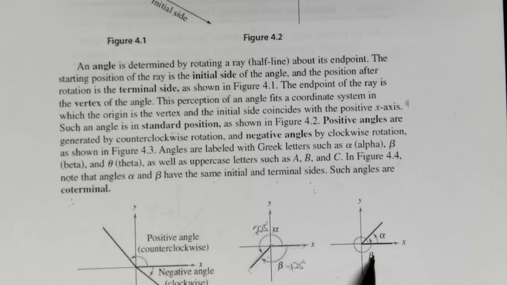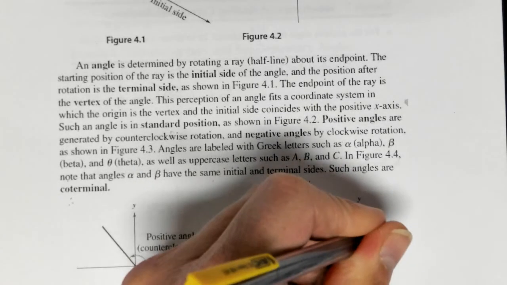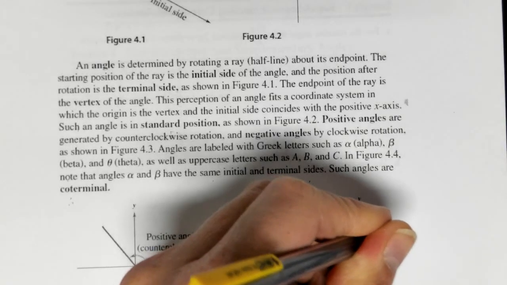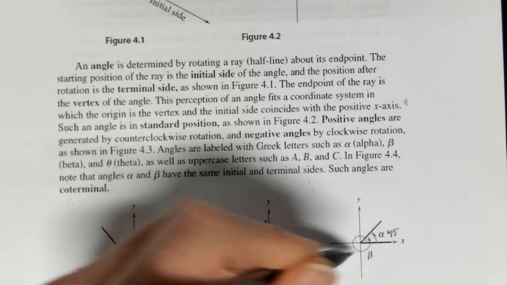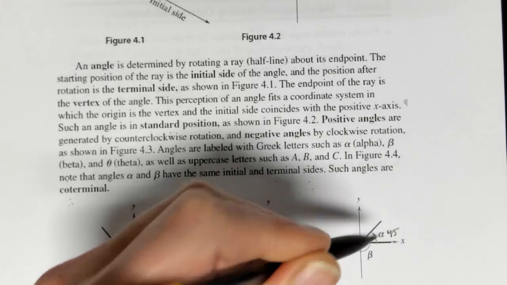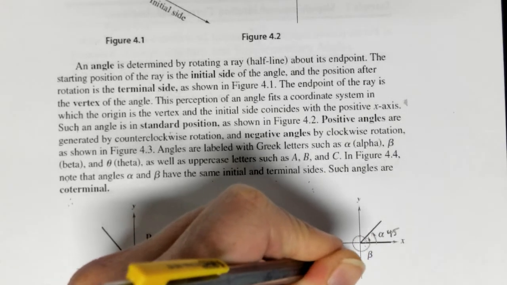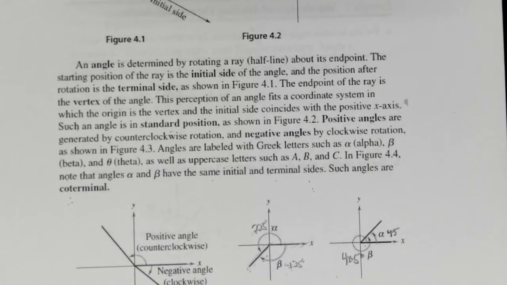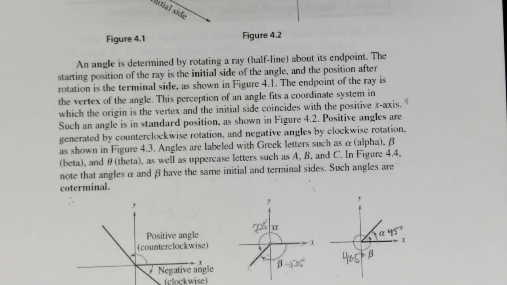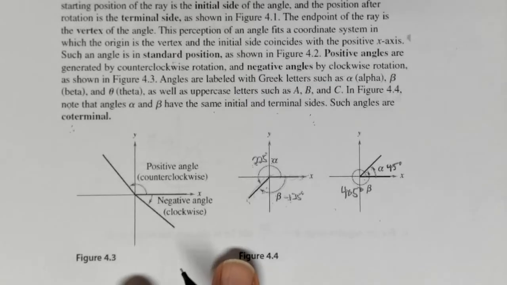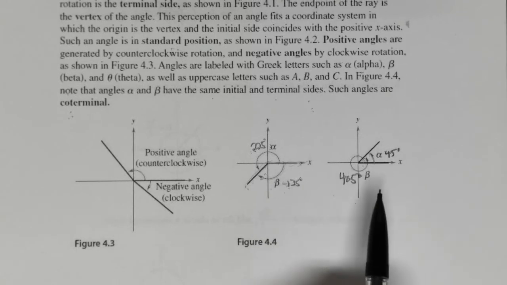All right. And here's another example. This angle from here to here looks like it may be roughly 45 degrees, let's say. And this angle from here around to here is actually more than 360. It'd be 360 plus 45, which would be 405 degrees. So those two angles would also be coterminal because they've got the same initial and the same terminal sides. That just gives you an idea of what coterminal means.